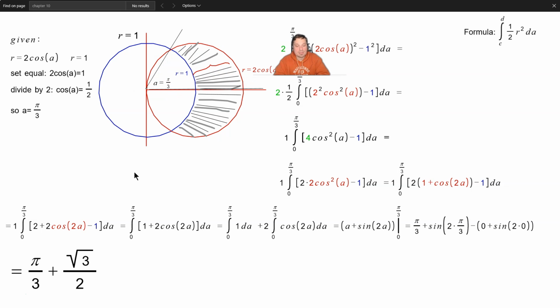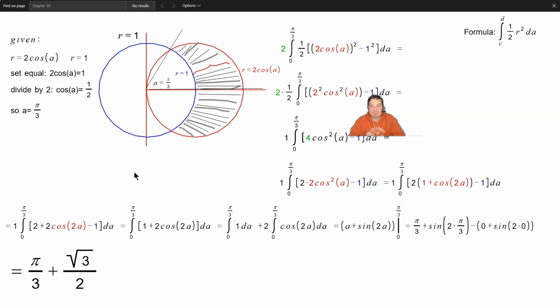So that's pi over 3, and it's going to be 1/2 times (2 cosine a) quantity squared minus 1 squared dA, essentially. So what I'm going to do is take that black 1/2 and factor it outside and multiply by the green 2. So it's going to be 2 times 1/2, integral from 0 to pi over 3. Then I'm going to take this black 2 and distribute it over to the red 2 and the cosine. So it's giving me 2 squared times cosine squared of a minus 1 dA.